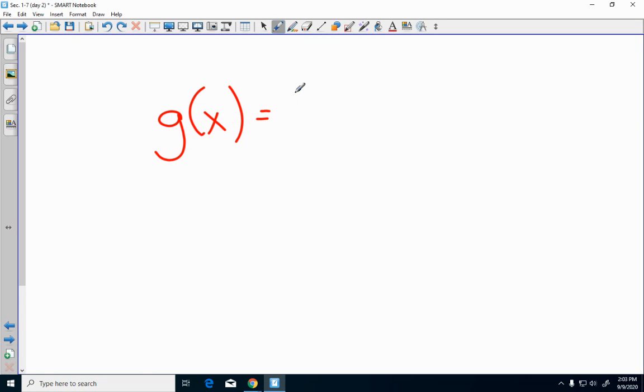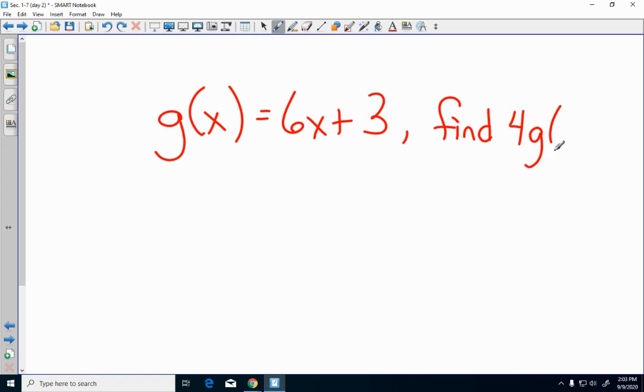Let's say this time I had 6x plus 3, and I wanted you to find 4 times g of 5. Which part for a moment are you not going to even worry about? Ian? The 4. Forget it. Figure out what g of 5 is. When you get that answer, what are you going to do with the 4? You're going to multiply it because it's sandwiched right next to it. So it says to multiply. I just need to figure out what it is first. So take a second, figure out what g of 5 is.